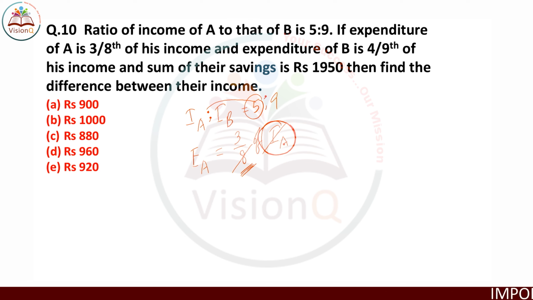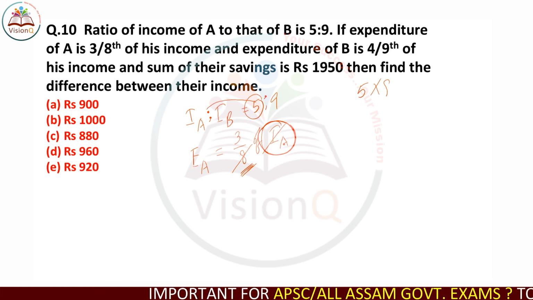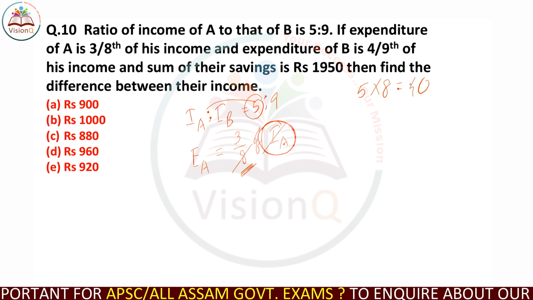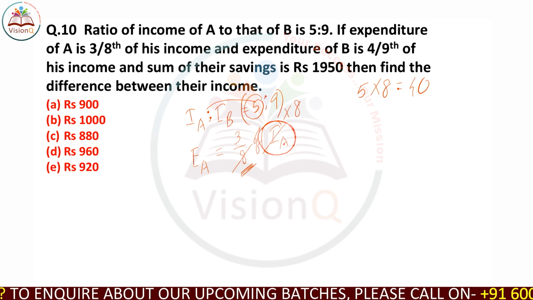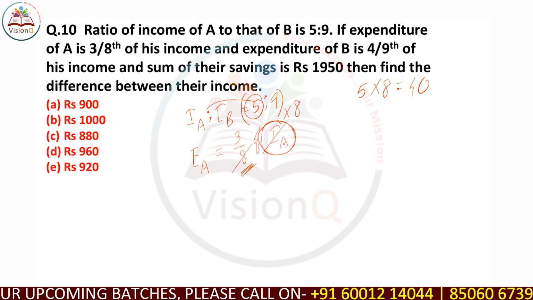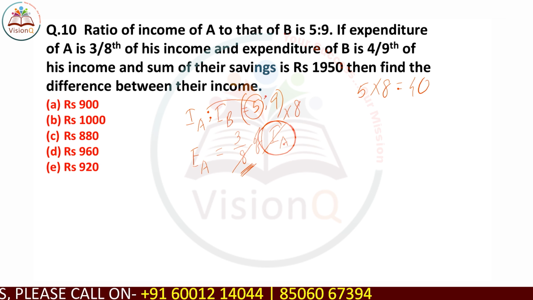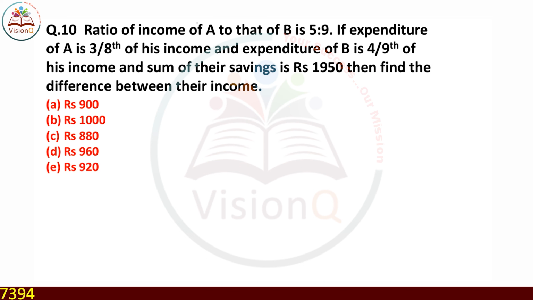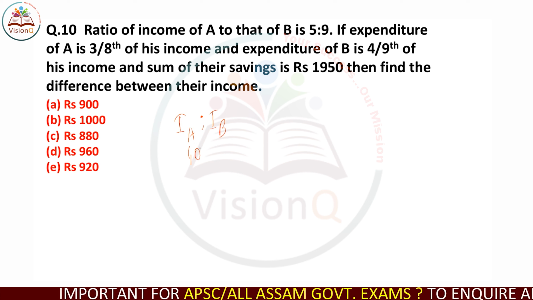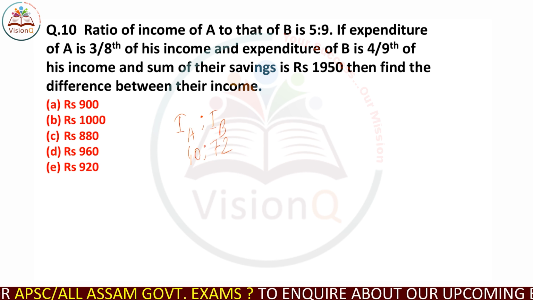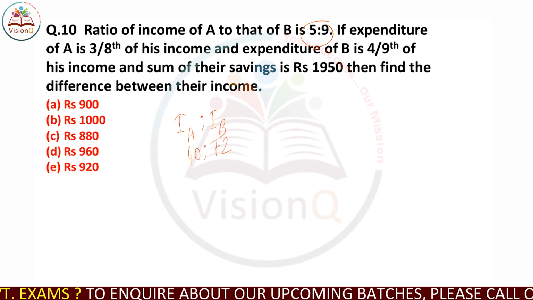Now, I have to take the income of A as such a number which is divisible by both 5 and 8. So, multiply 5 and 8 and take the LCM, which is 40. So, make the income of A as 40 by multiplying this ratio with 8. So, now this ratio changes to what? If I multiply this 5 is to 9 with 8, it becomes how much? Income of A is to income of B becomes 40 is to 72.